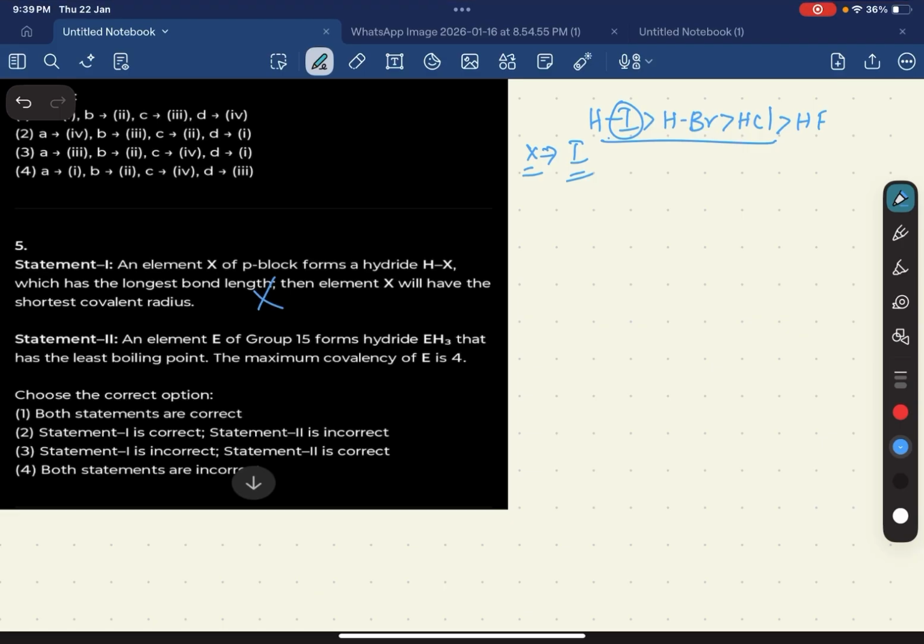Coming to next, an element E of group 15 forms a hydride EH3 that has the least boiling point. The maximum covalency of E is 4. Which is wrong, right? Because the least boiling point is for PH3, so the covalency of phosphorus will be 5, not 4, students. So both are wrong statements. Accordingly, this is the answer.